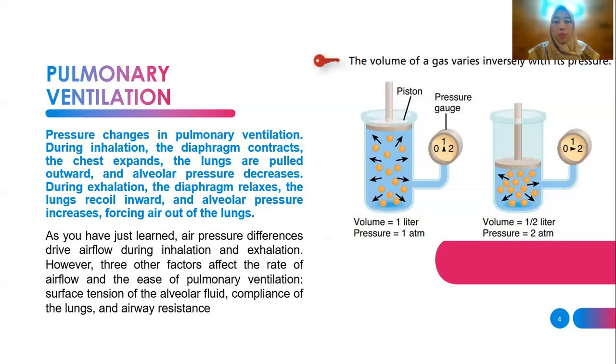Within cells, the metabolic reactions that consume oxygen and give off carbon dioxide during the production of ATP, or energy, are termed cellular respiration. So, in pulmonary ventilation, air flows between the atmosphere and the alveoli of the lungs because of alternating pressure differences created by contraction and relaxation of respiratory muscles. The rate of airflow and the amount of effort needed for breathing are also influenced by alveolar surface tension, compliance of the lungs, and airway resistance.